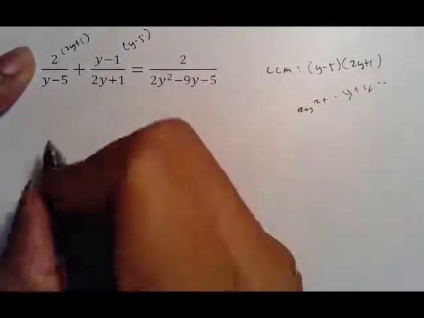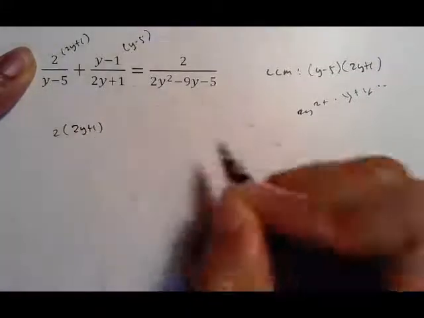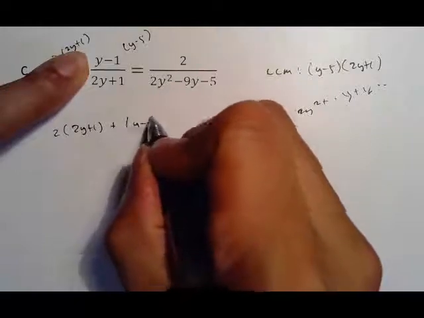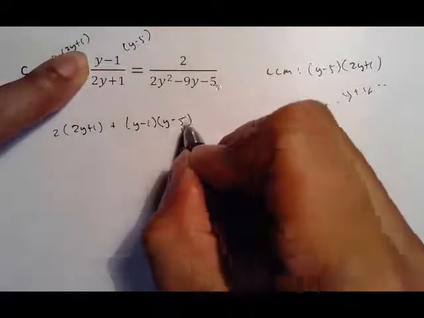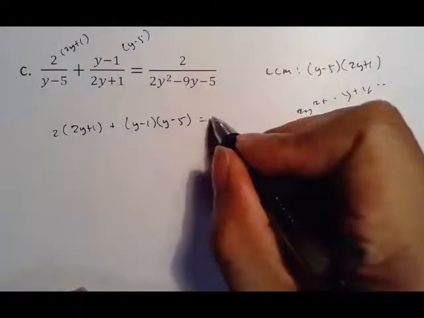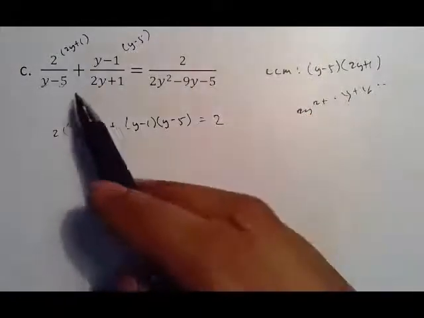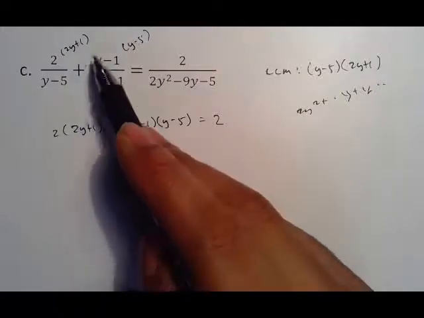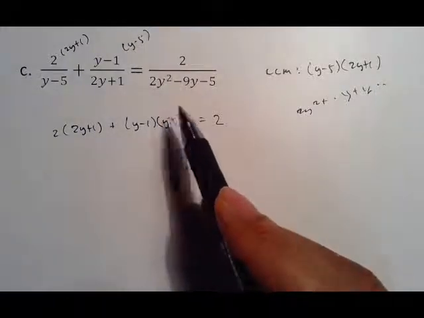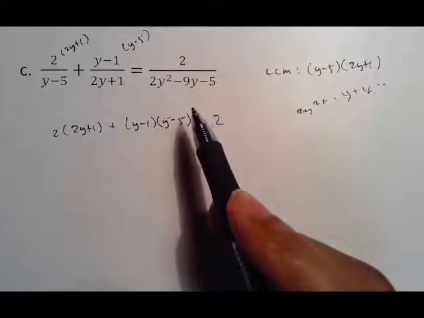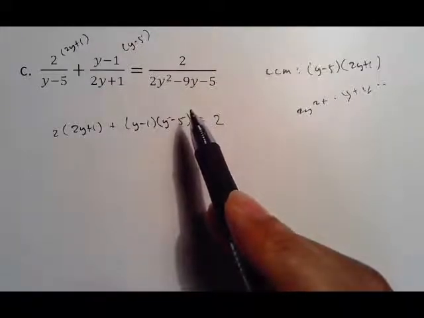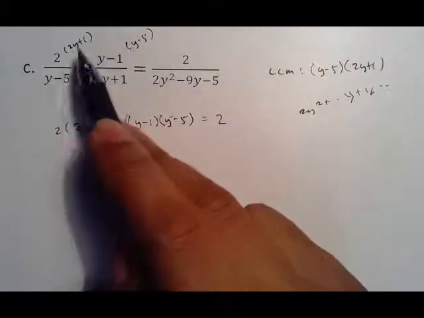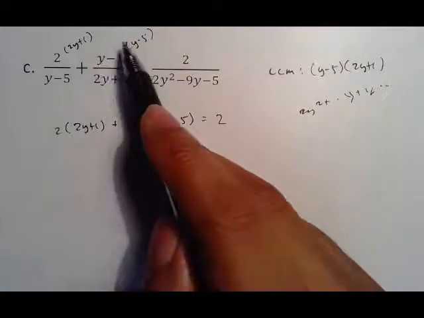And so, again, you will do 2 parentheses, 2y plus 1, plus, because that's a group, I want to put y minus 1 in its own parentheses, equals 2. So again, 2 times 2y plus 1, copy the sign, plus y minus 1 times y minus 5, yes, that's right, equals 2. I just had a feeling one of those should have been a plus, but that's right, because that's y minus 1, and that's what's up there.